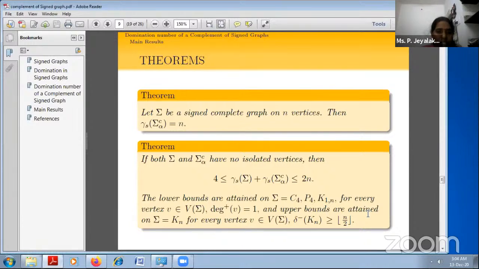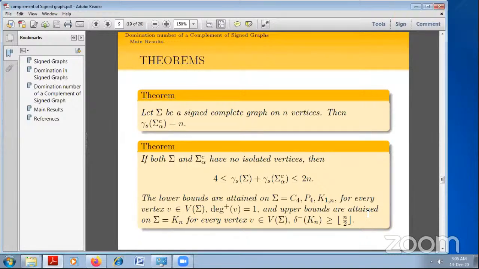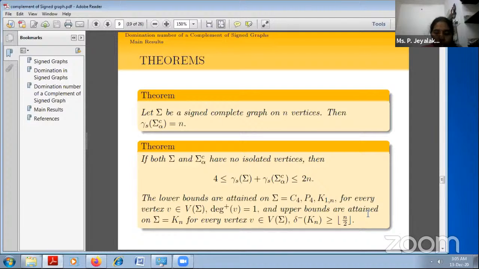For every vertex v in V of sigma, degree plus of v equals 1. And the upper bounds are attained on the signed complete graph on n vertices, such that for every vertex in V of sigma, the smallest degree delta minus of K_n is greater than or equal to the floor of n divided by 2.